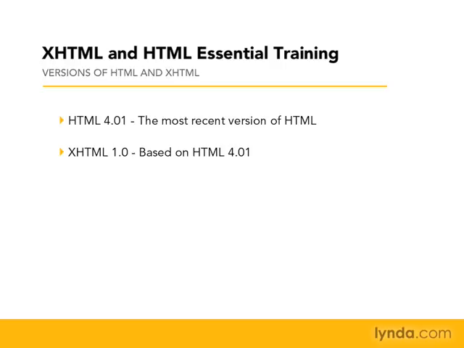XHTML 1.0 is based on HTML 4.01. It is in wide use today for working websites. It's easy to use, and most sites that are XHTML use 1.0.